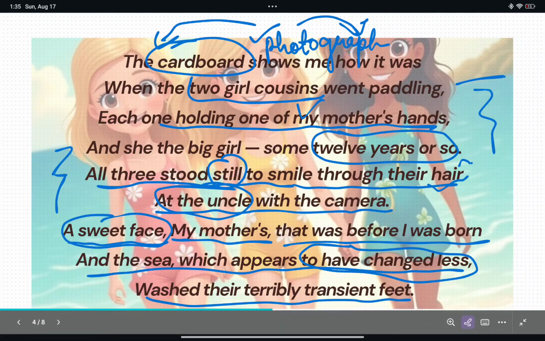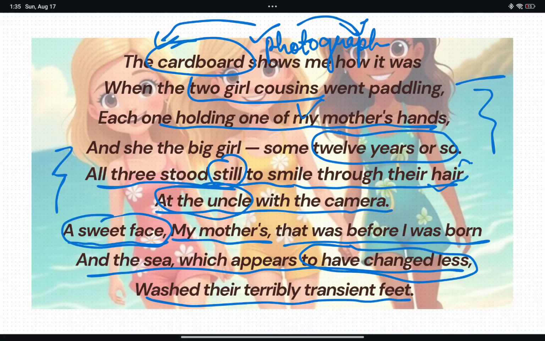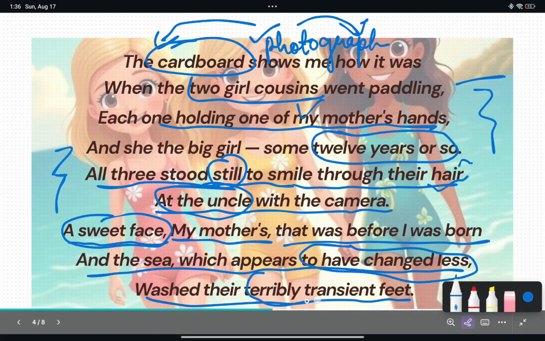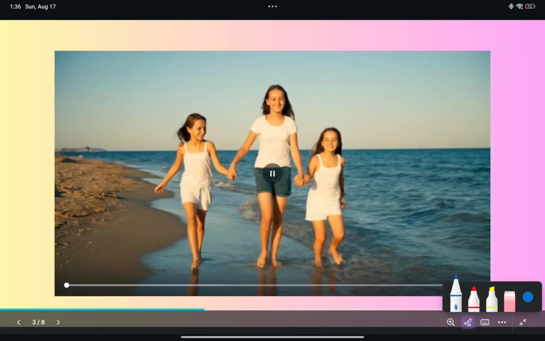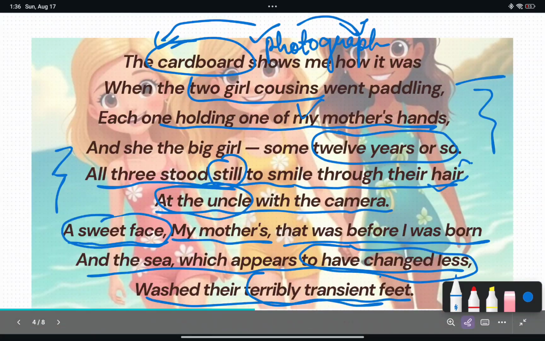And in this picture, it is visible that the sea waves can be seen washing the feet of these three girls. Now it mentions terribly transient feet. Transient means something which is temporary. The footprints which the girls must have left on the sand are extremely temporary.